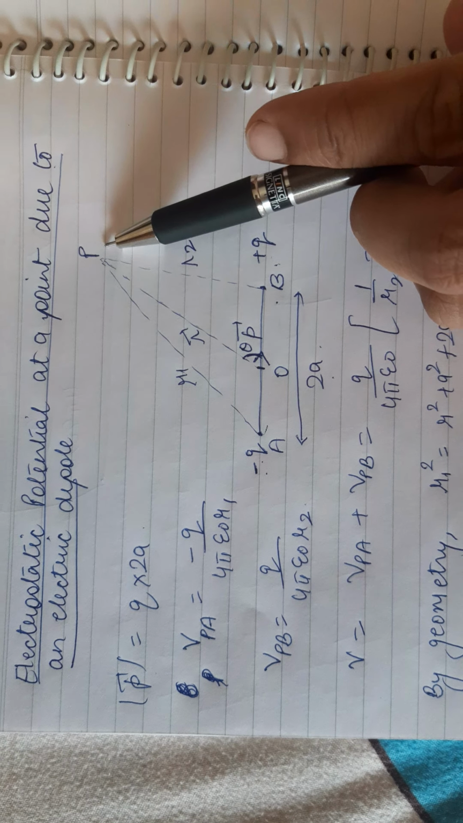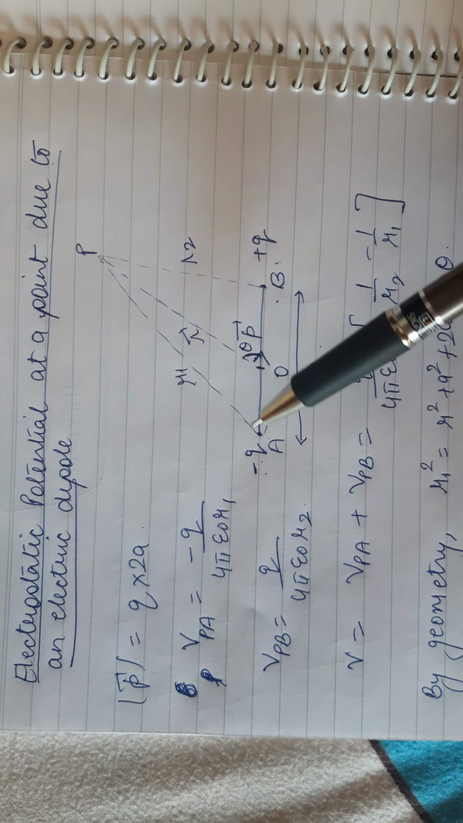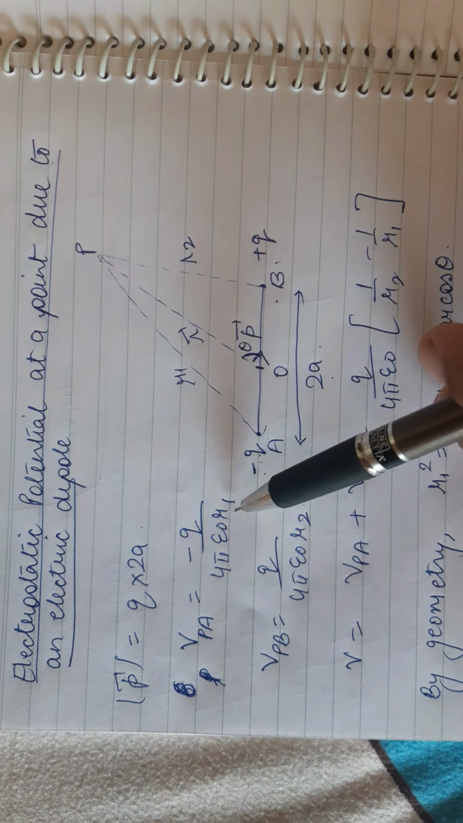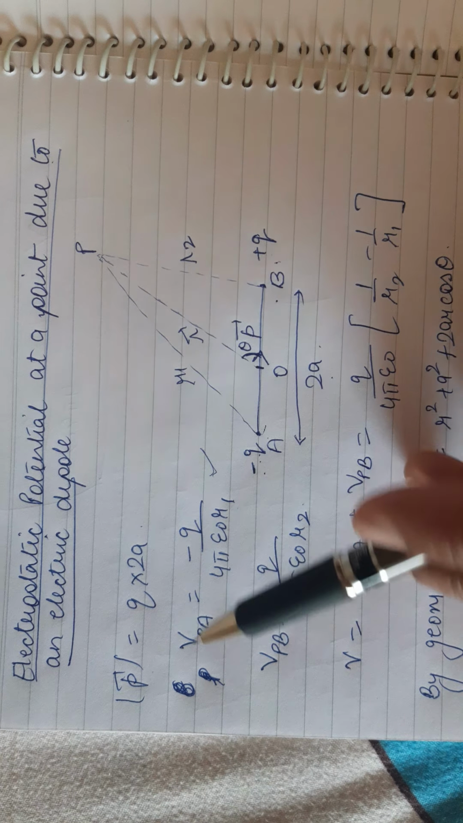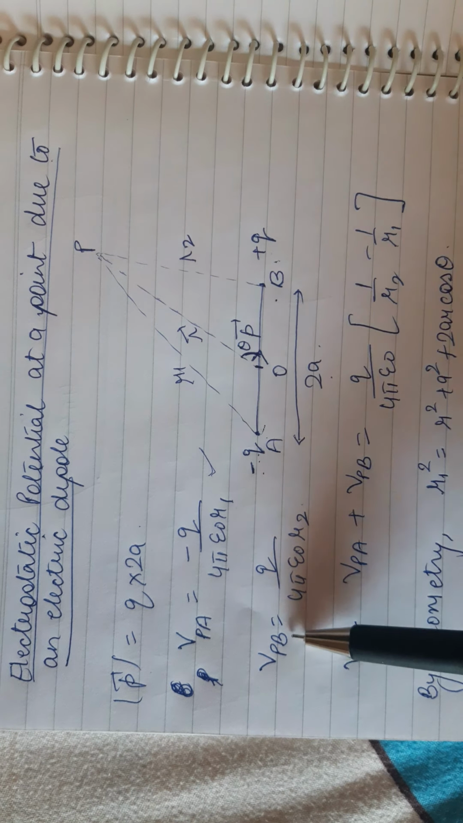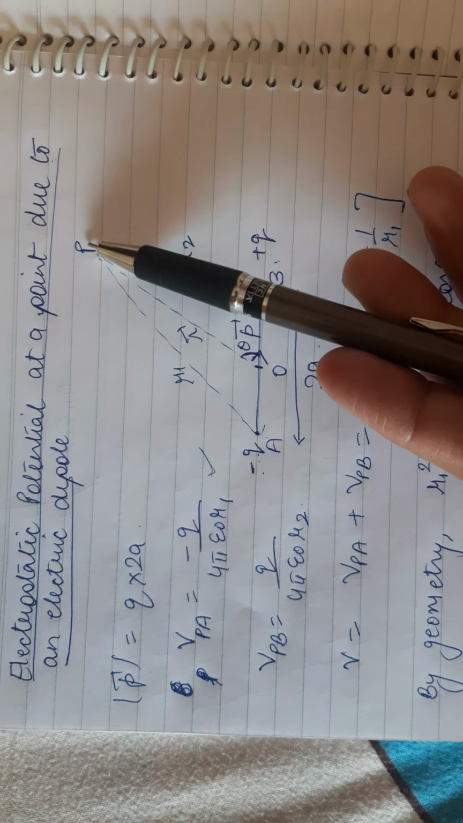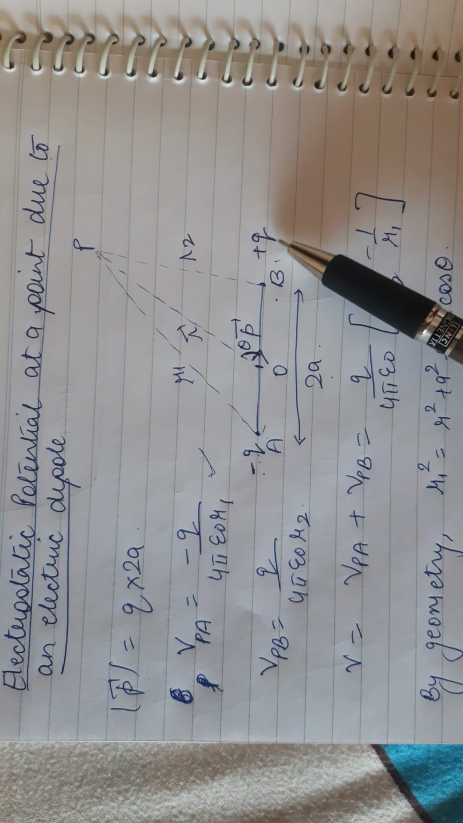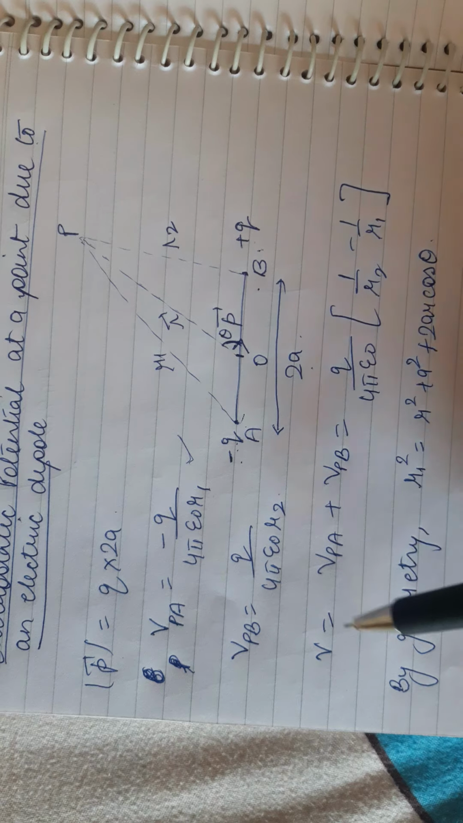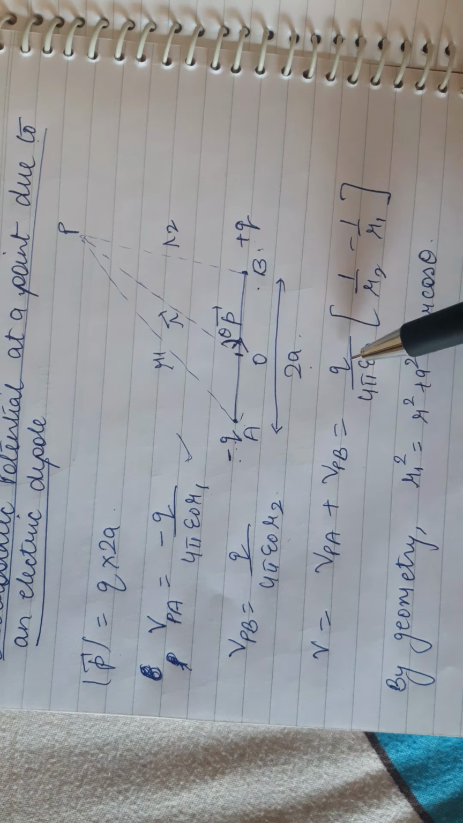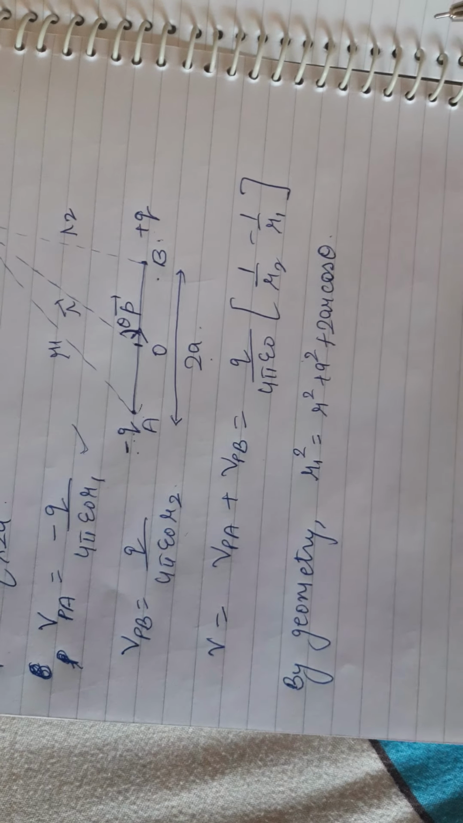The electrostatic potential at P due to A will be minus q upon 4 pi epsilon naught r1. This is the relation which we have just obtained for the electrostatic potential due to a point charge. So the electrostatic potential due to the other point charge at point P will be plus q upon 4 pi epsilon naught r2, right? And then the total electrostatic potential will be the sum of these two. So I'm just putting these values and it has come this way.